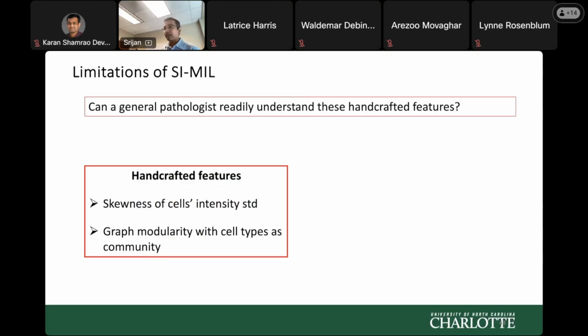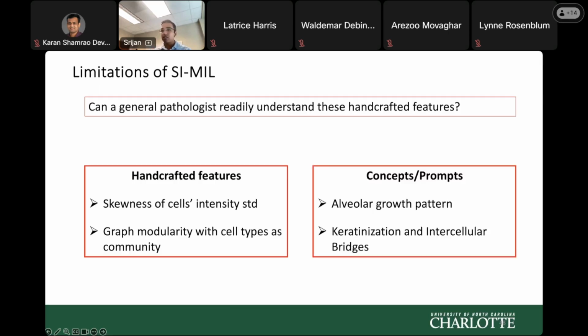However, the limitation of this method is that when diagnosing a cancer patient's WSI, a pathologist not only annotates the salient regions, but also explains the diagnosis by identifying key visually discriminative pathology concepts, such as glandular or papillary growth patterns in lung adenocarcinoma or keratinization patterns in lung squamous cell carcinoma. But our model, SIMIN, operates on handcrafted features, and it's very difficult to define these concepts.